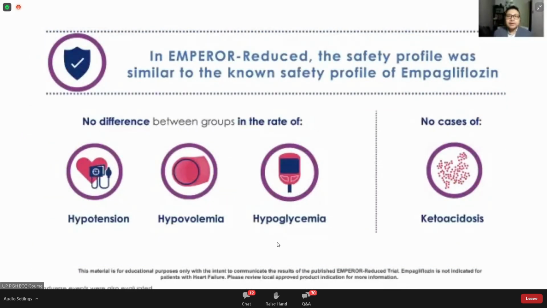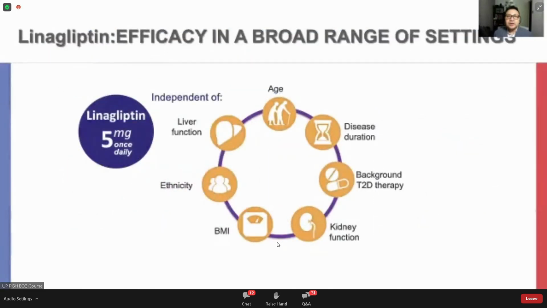And also in EMPEROR-Reduced, the safety profile was similar to the known safety profile as seen in the EMPA-REG study, wherein there is no difference between groups in the rate of hypotension, hypovolemia, and hypoglycemia, and there are no cases of ketoacidosis. And you could combine it with linagliptin, which is a DPP-4 inhibitor, effective across a broad range of settings independent of age, disease duration, background diabetes treatment, liver or kidney function, ethnicity, and body mass index.